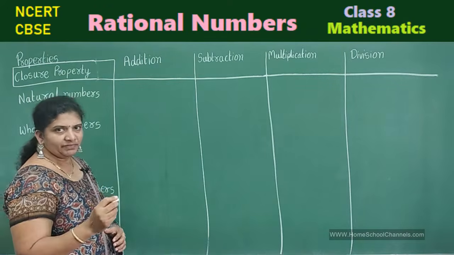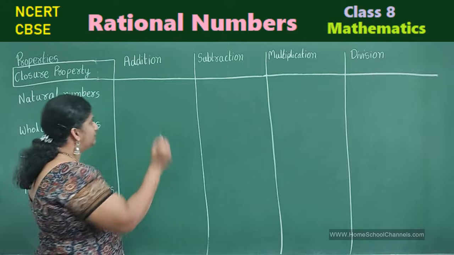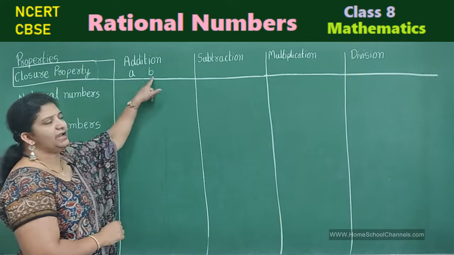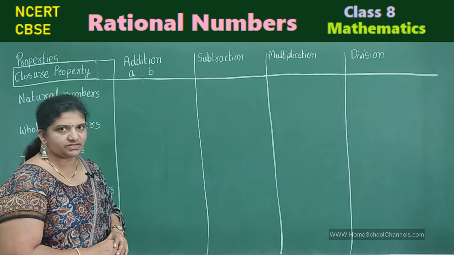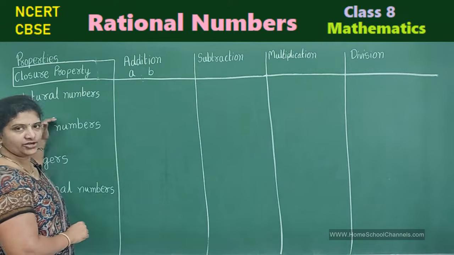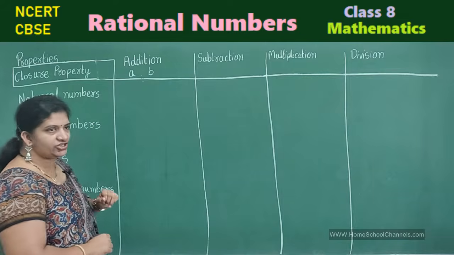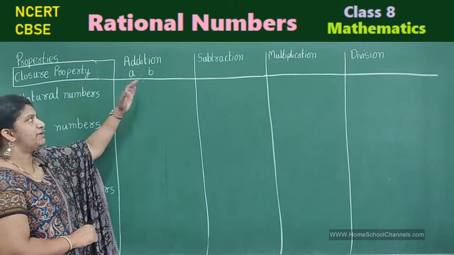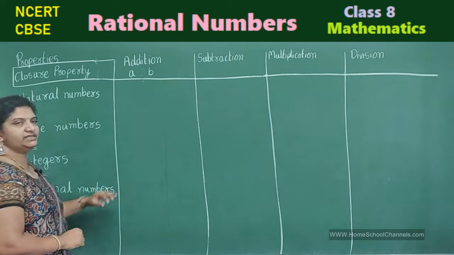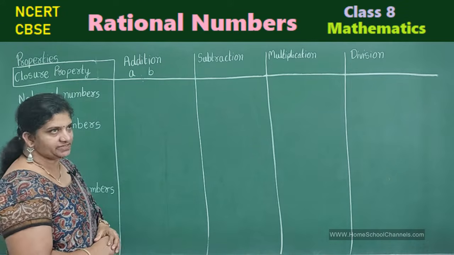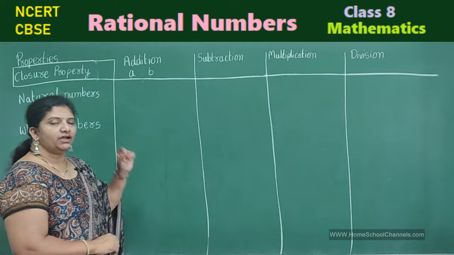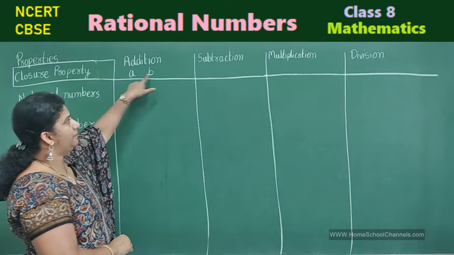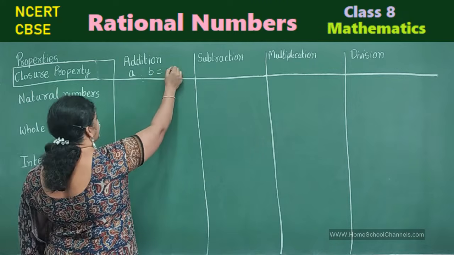Immediately you remember. What is the property you need to remember? See here, A, B. Let A and B be any 2 numbers. Suppose if I talk here about natural numbers, A and B must be natural. Whole numbers, A and B must be whole. Integers, A and B must be integers. And rational, A and B must be rational numbers. Closure property. What is the property you remember? Immediately, A, B is equal to C.